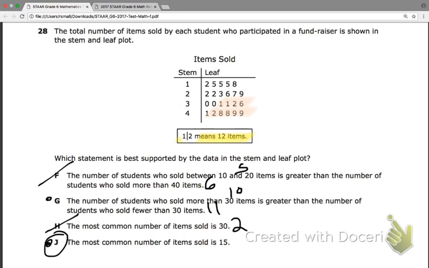So 10 is not greater than 11, so that rules G out. So J is our correct answer.